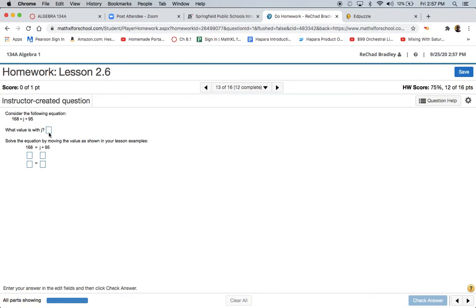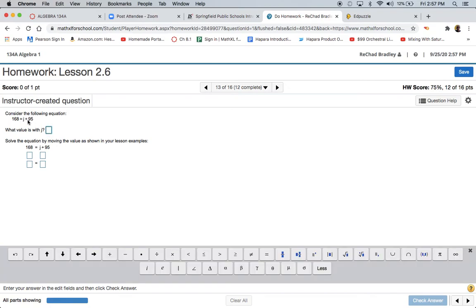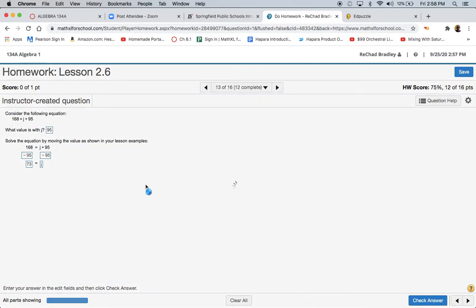The value with j, all these are easy. I'll take these. The value with j is 95. The way I move this 95, because it's plus, is by subtracting 95 here, subtracting 95 here. 168 minus 95, I believe, is 73. I don't know. We'll see. Tab doesn't always work, I guess.